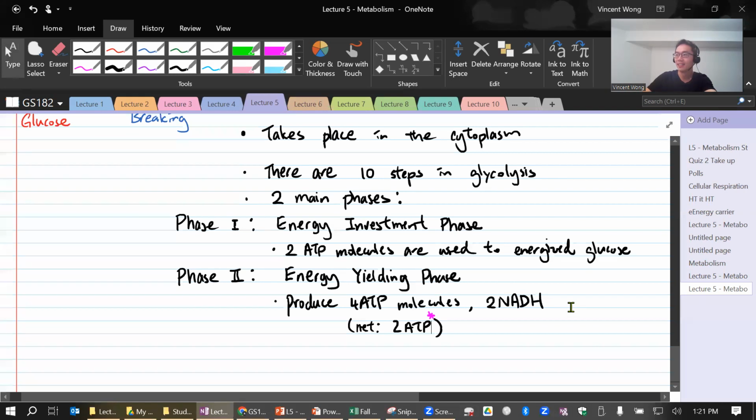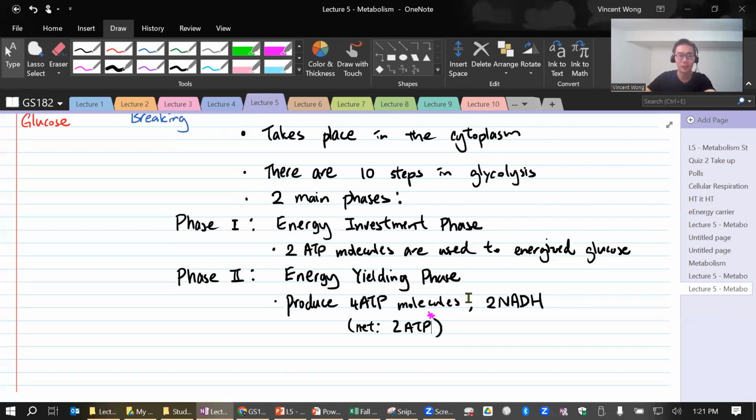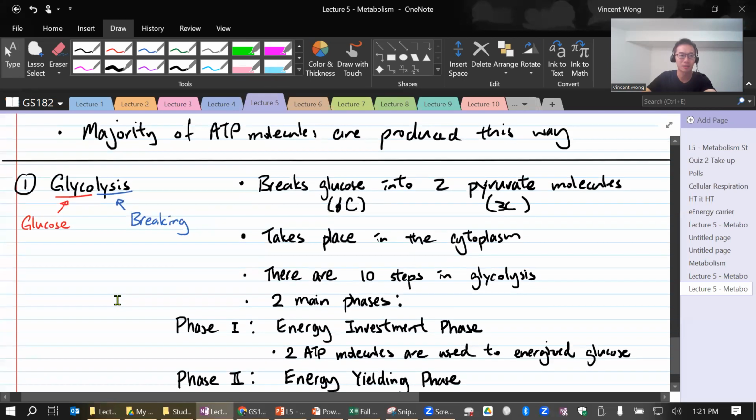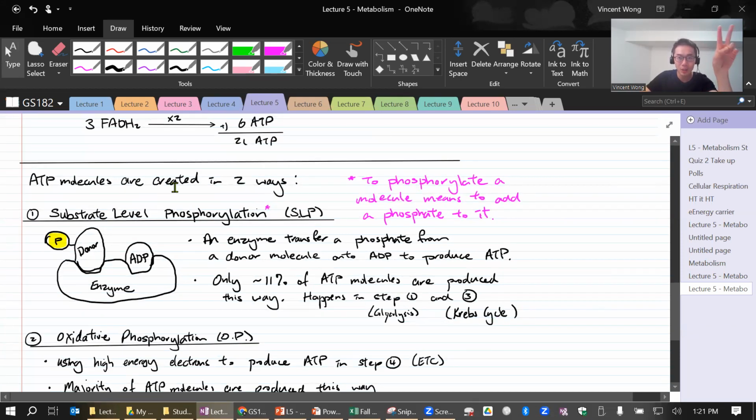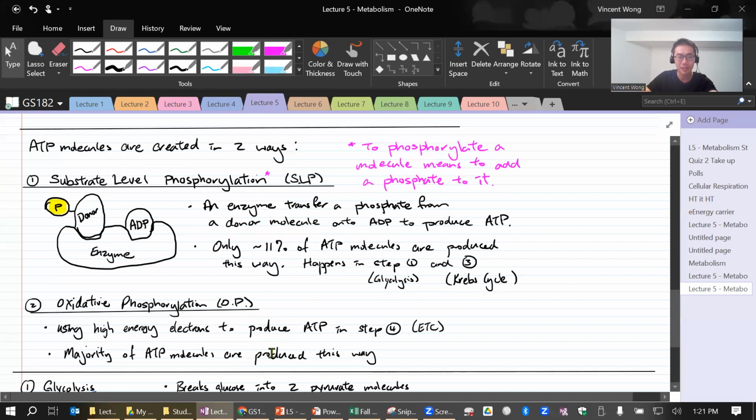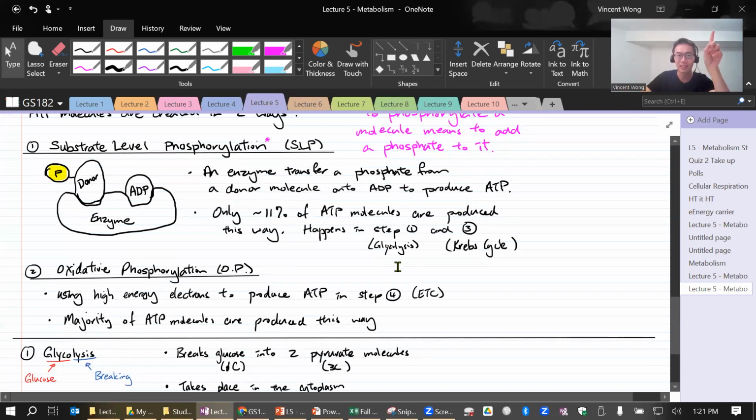Is this cellular respiration? Well, yes, it's part of cellular respiration, but which process? Blessing said SLP, you got it. Vincent's asking so many difficult questions today. So let's go back here. ATP molecules are created in two ways. Number one, substrate level phosphorylation happens in step 1, glycolysis, and step 3. The other, oxidative phosphorylation, happens in step 4. Since we are talking about glycolysis, which is step 1, the ATPs are produced by SLP, substrate level phosphorylation.